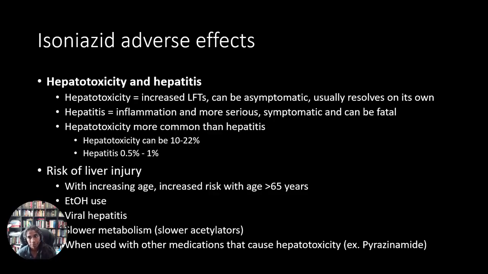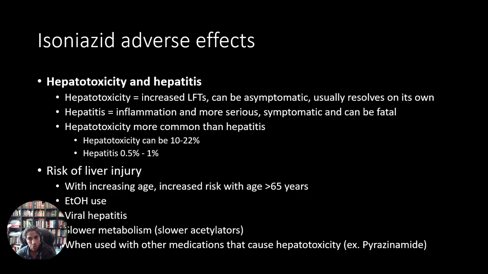Isoniazid does have some adverse effects. It's important to distinguish the difference between hepatotoxicity and hepatitis. Hepatotoxicity means someone who has increased liver function tests. This can actually be asymptomatic and typically resolves on its own. This is different than hepatitis, which is inflammation, much more serious. This is symptomatic and can be fatal. Hepatotoxicity, luckily, is more common than hepatitis. Hepatotoxicity can be as high as up to 22% in people receiving INH. Hepatitis is much rarer. About 0.5 to 1% of individuals on INH can develop hepatitis.